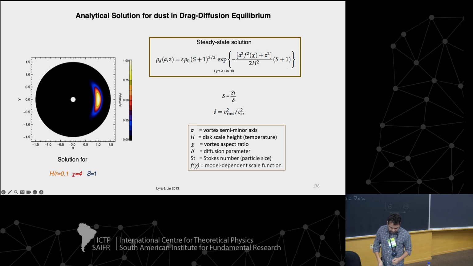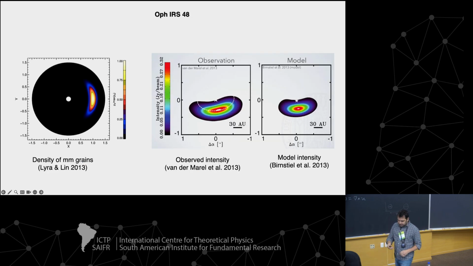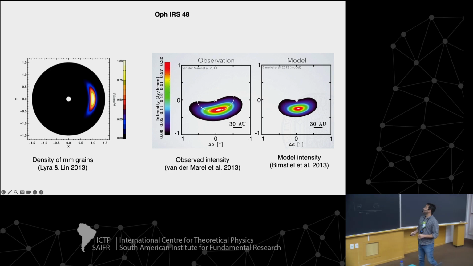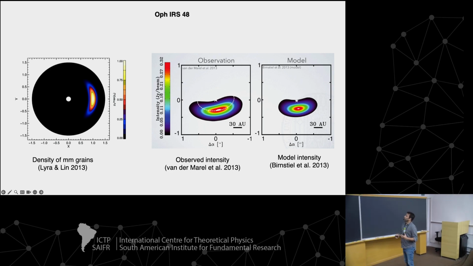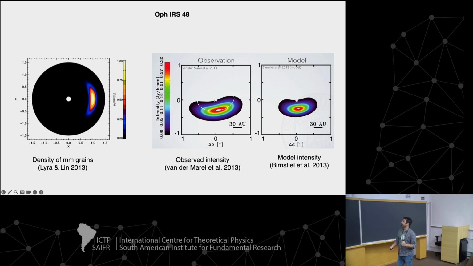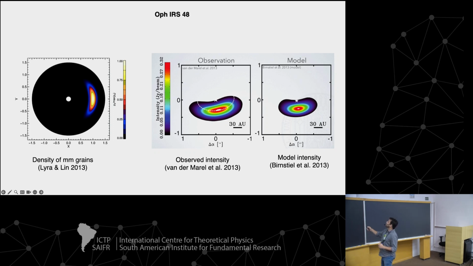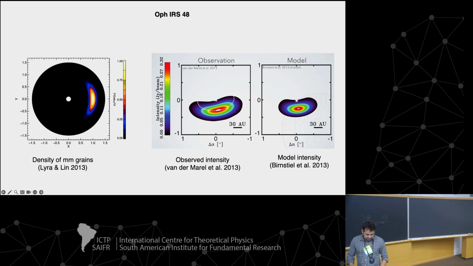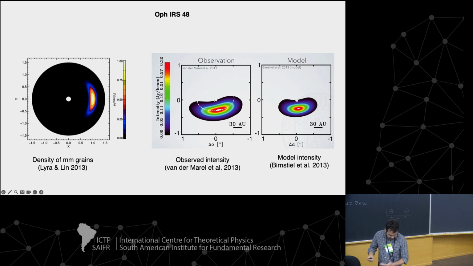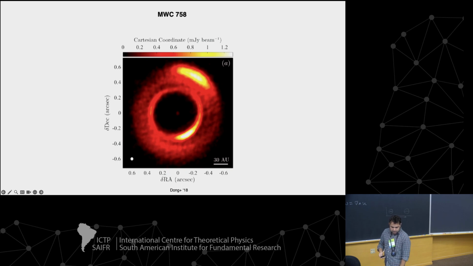in radius and azimuth. Well, this matches the shape, right, of the emission that is seen here in this disk. This is the observed intensity. This is a modeled intensity, and this is our solution in terms of trapping these grains in vortices. So it seems that, yeah, we can explain in Ophiuchus IRS 48 what is happening. And now you can apply the same model for MWC 758.